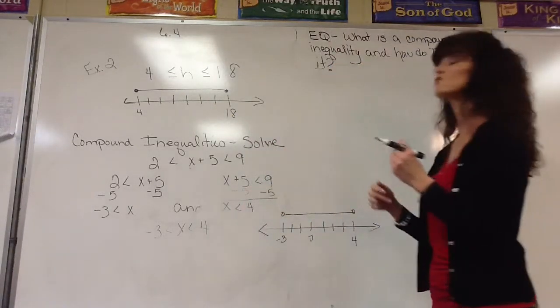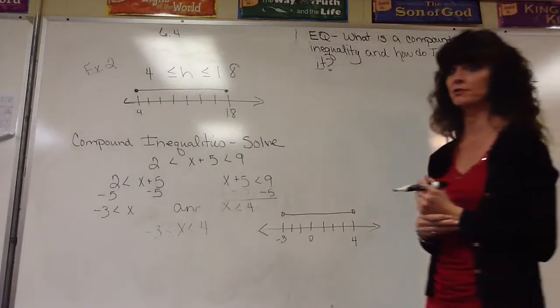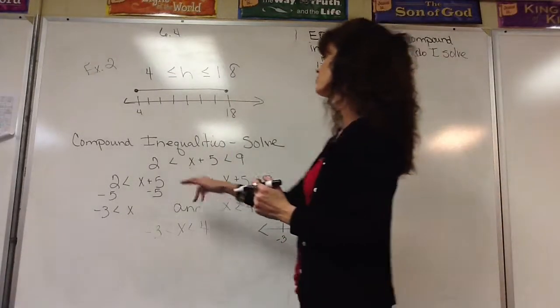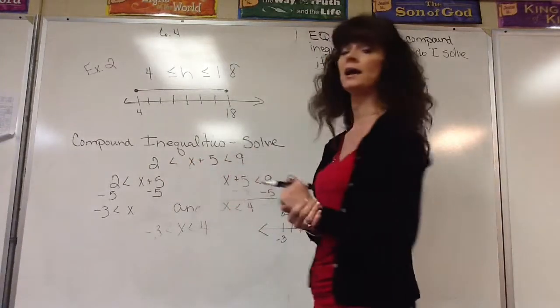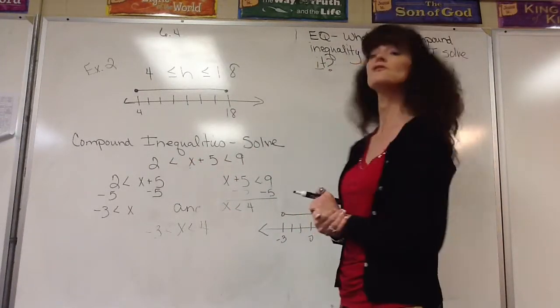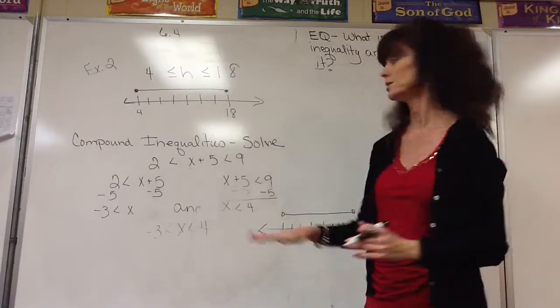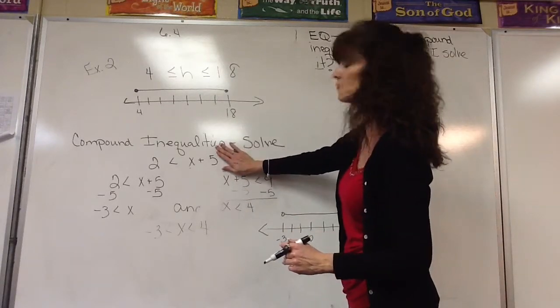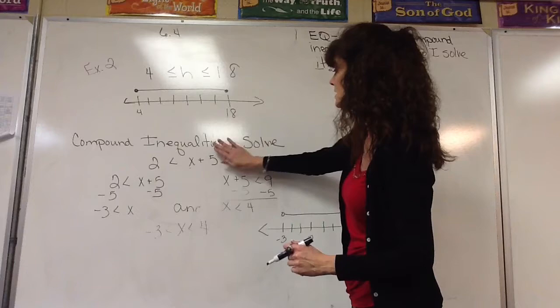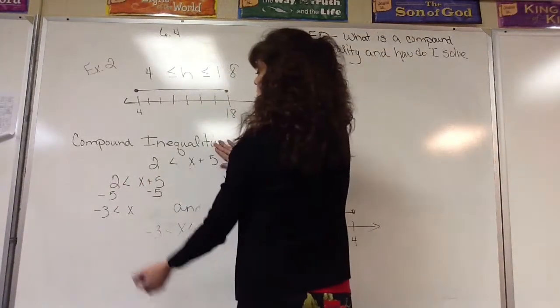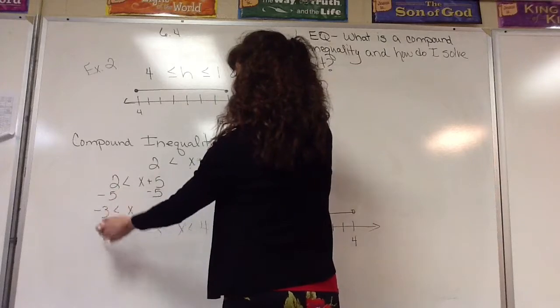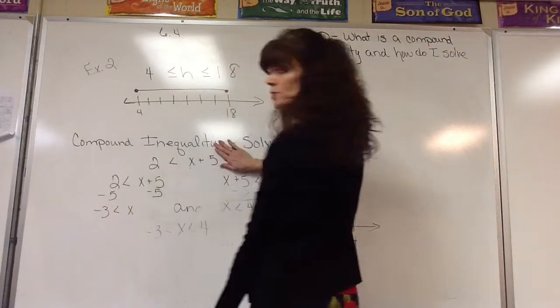Now, let's look at how we solve compound linear inequalities. Notice here we have that x plus 5 is greater than 2, but less than 9. The easiest way to solve this is to look at it as two inequalities. First of all, cover up the less than 9 here. So we have 2 is less than x plus 5. Subtract your 5 from both sides, and now we have x is greater than negative 3.